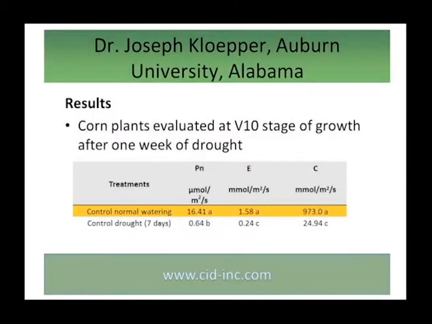So the results of this study came from evaluating the corn plants at the V10 stage of growth after 1 week of being exposed to drought conditions. You can see from the chart here that under normal watering conditions, we had a high net photosynthesis rate, transpiration, and stomatal conductance. Under the drought conditions, however, net photosynthesis, transpiration, and stomatal conductance were all significantly decreased.